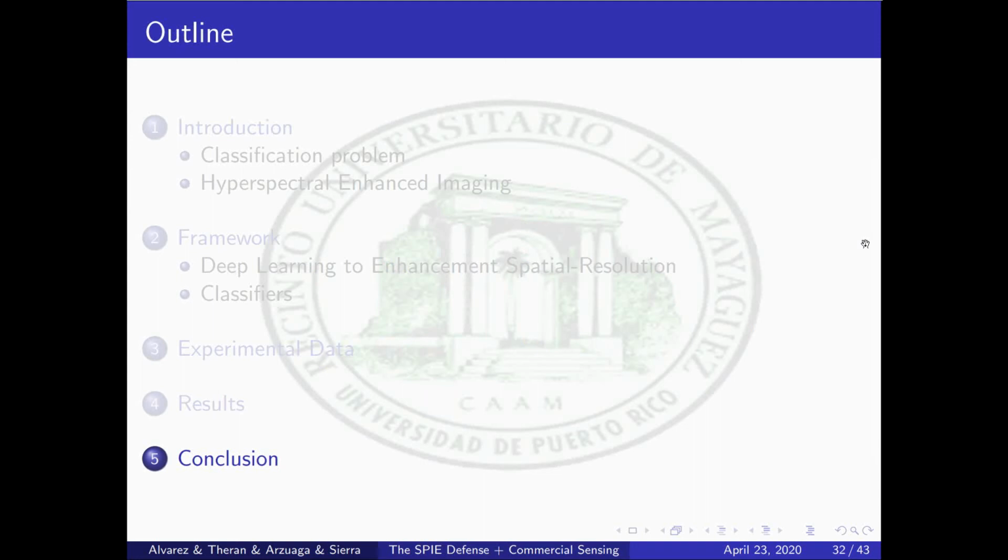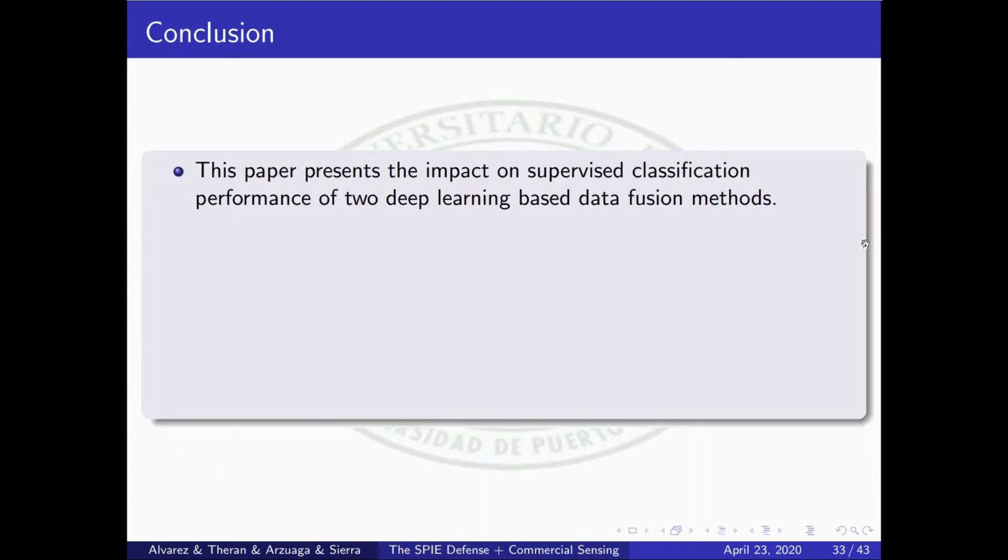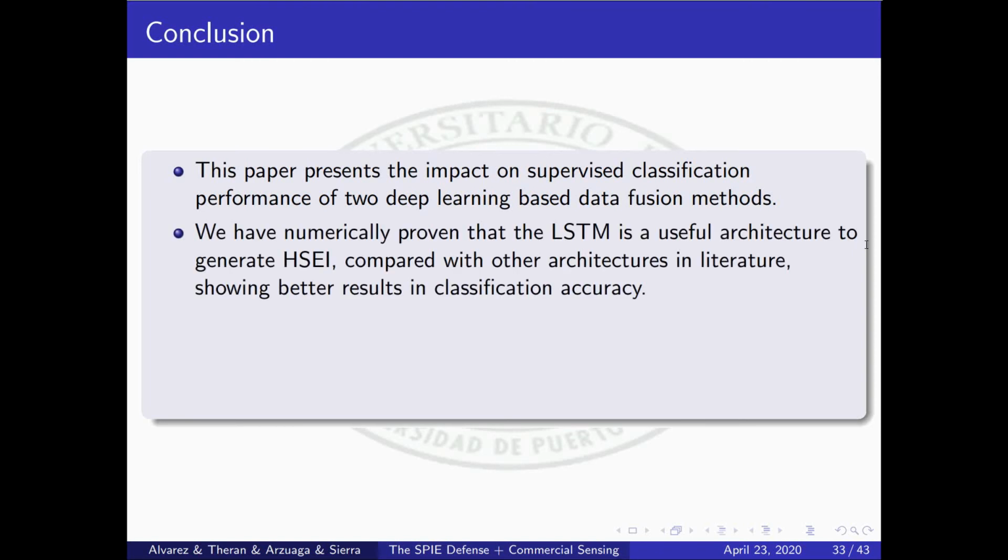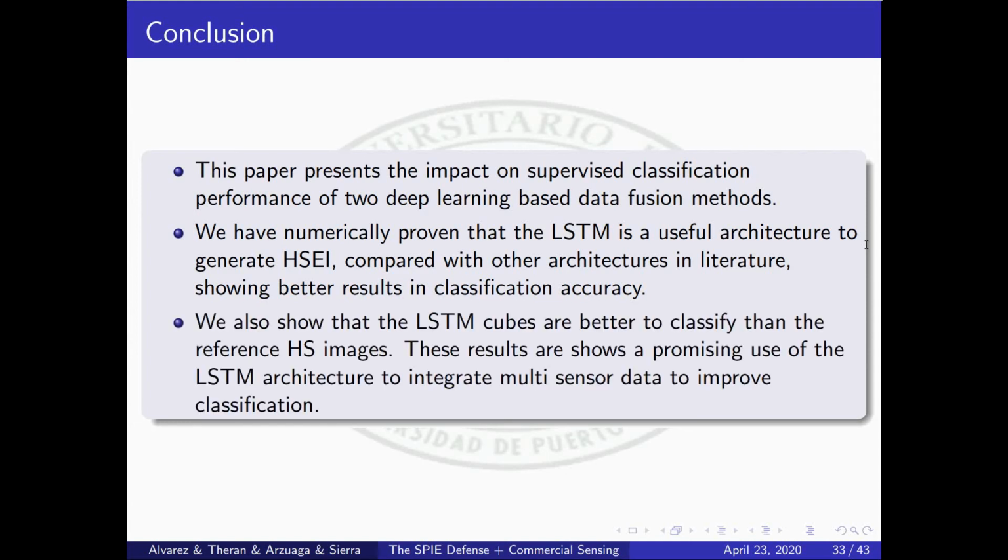Conclusions. This paper presents the impact on supervised classification performance of a 2D learning-based data fusion method. We have numerically proved that the long short-term memory is a useful architecture to generate enhanced hyperspectral images compared with other architectures in the literature, showing better results in classification accuracy. We also show that the long short-term memory cubes are better to classify than the reference hyperspectral image. These results show a promising use of the long short-term memory architecture to integrate multi-sensor data to improve classification.